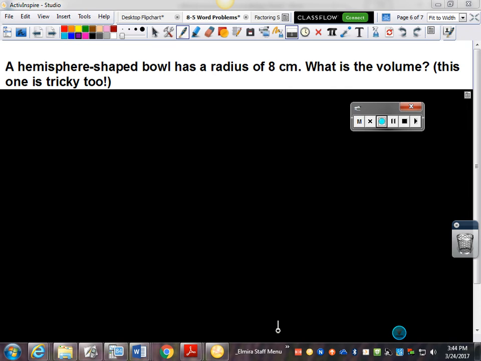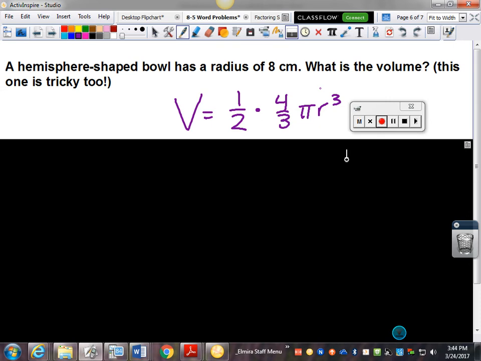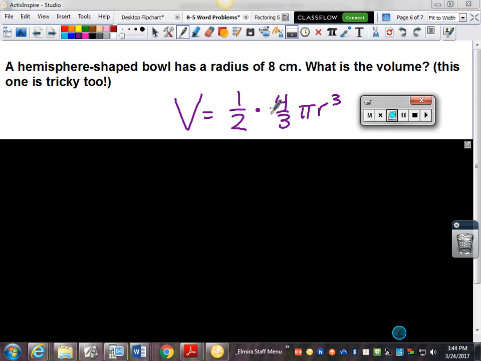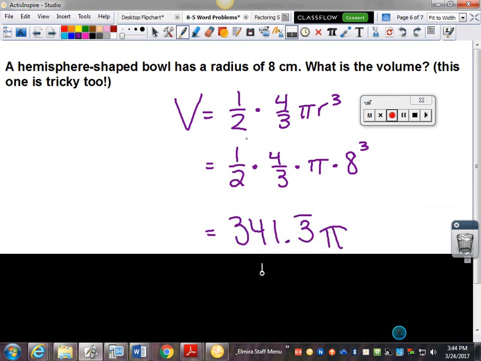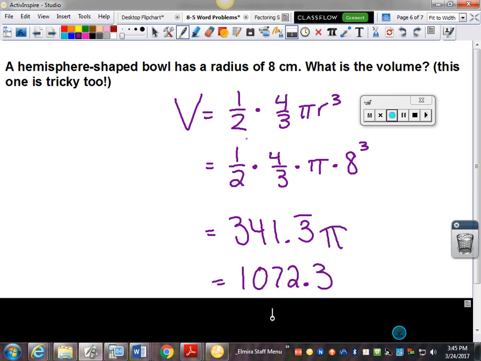Hemisphere. Alright, we're telling you right away what the shape is. Hemisphere means half of a sphere and it has a radius of 8. What's the volume? Okay, so in a hemisphere problem, we're going to take the regular sphere formula of 4/3 pi r cubed and we're going to put a half out in front of it because we're doing half the sphere. So sub in the 8. In terms of pi, that's going to be 341.3 repeating pi. The calculator might say 1/3, but 1/3 and 0.3 repeating are the same thing. And there's your answer.